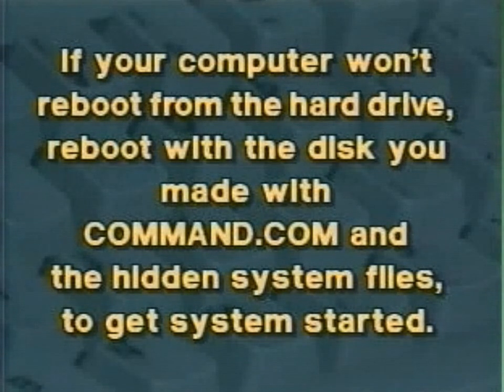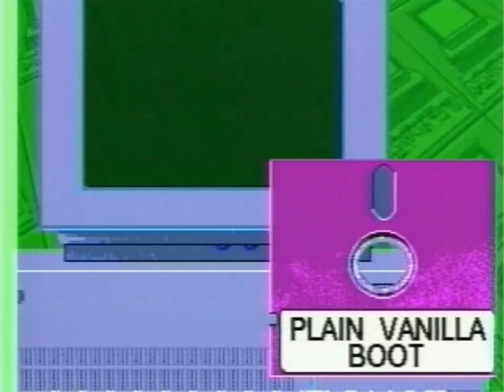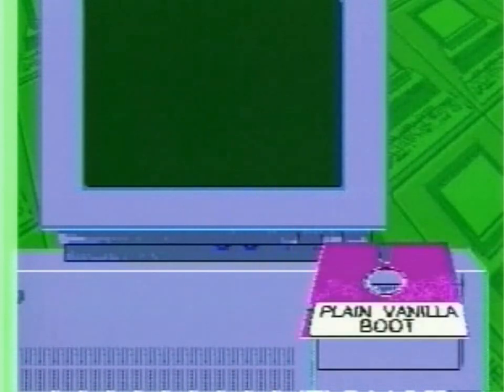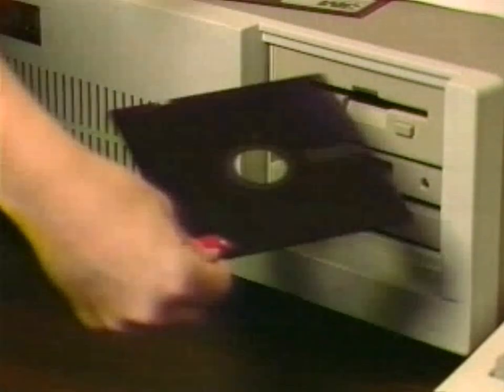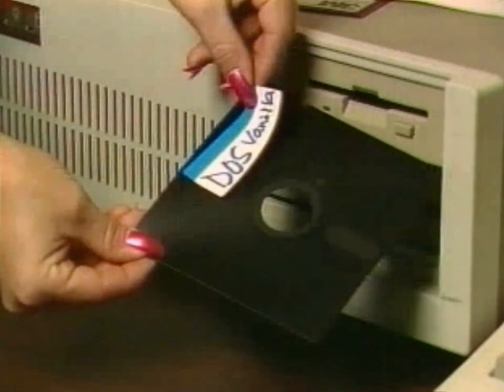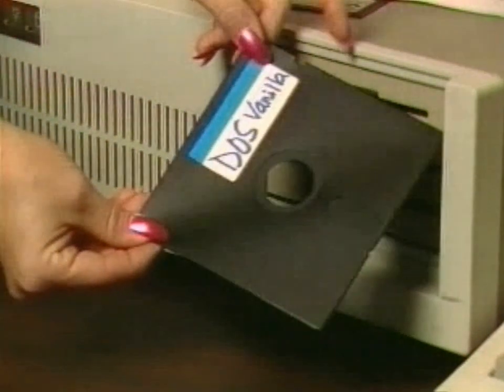If by some chance the machine still won't start, you can try using the disk we now have in drive A. What we have left on this disk are the bare bones files needed to boot your computer, command.com and the hidden system files. If you have this problem, putting this disk in drive A and pressing Control, Alt, Delete at the same time should get your computer started so you can figure out what went wrong. So take this disk out and label it DOS Vanilla Boot and keep it in a safe place.